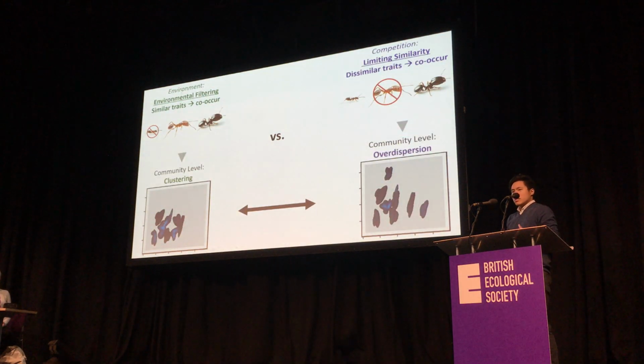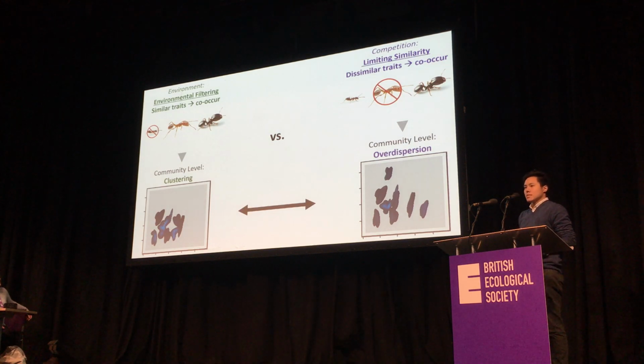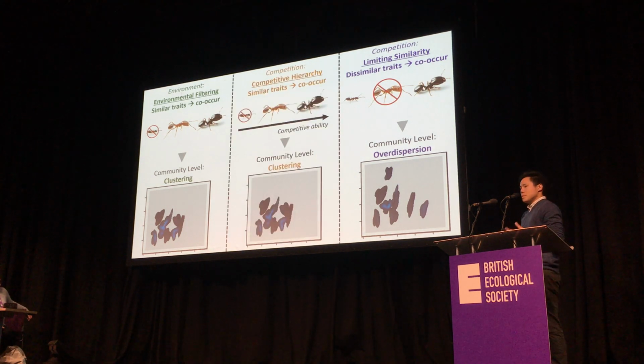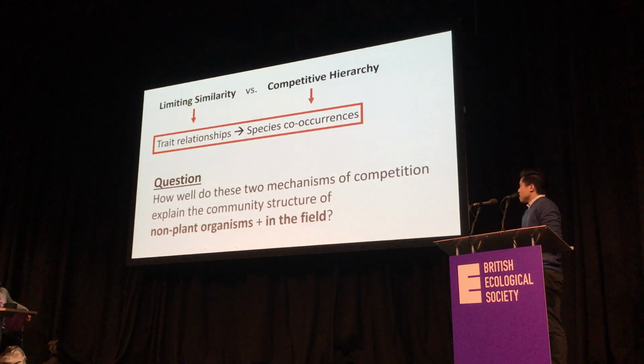And one of the common ways we've gone about this at the community level is to look at trait space and patterns in trait space to draw inferences of the dominant assembly processes such as environmental filtering or competition by limiting similarity. But there's a slight problem with this because theory also suggests that if species are competing along competitive hierarchies, they may produce patterns which are similar to that of environmental filtering, clustering patterns.